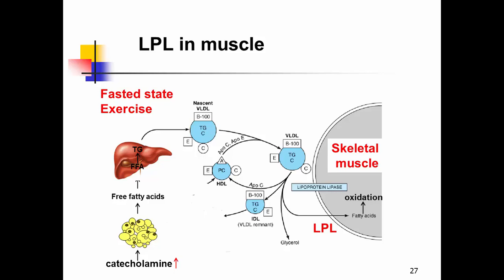Oh, what it stimulates? The catecholamine. Catecholamine can stimulate the LPL synthesis and secretion in the muscle, right? And insulin basically stimulates synthesis and secretion of LPL in adipose tissue, right? So they are regulated by different hormones in different tissue.